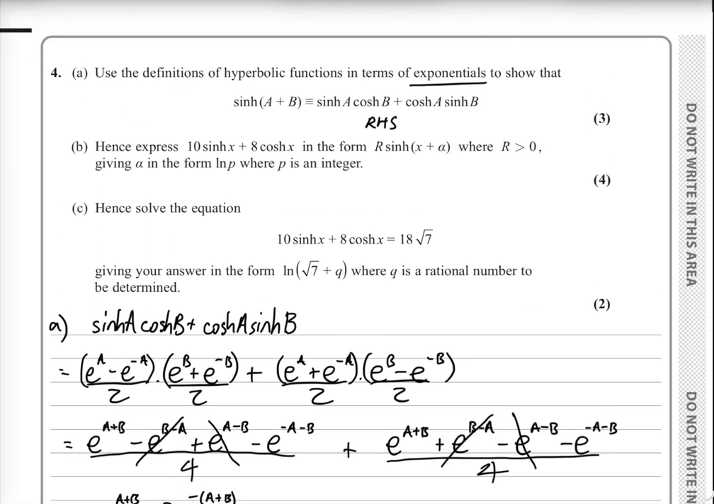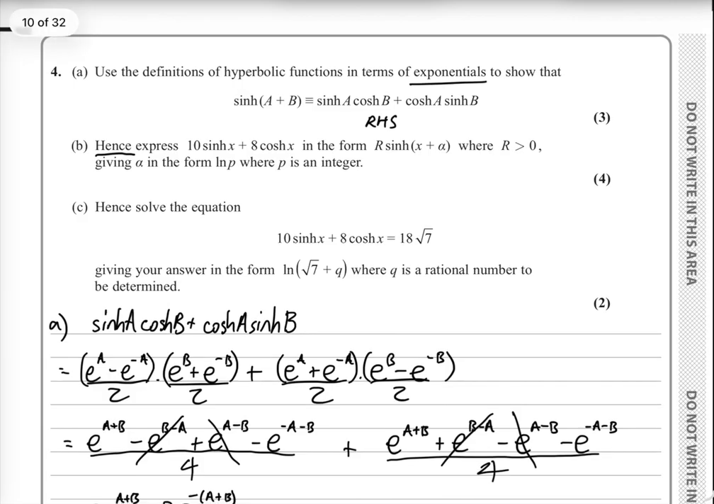On to part B. Hence, express this in the form r sinh of x plus alpha, where r is greater than 0, giving alpha in the form log p, where p is an integer. So we have to use what we've just done. So we're applying the identity onto this little bit here. So we want to expand out this with x and alpha.